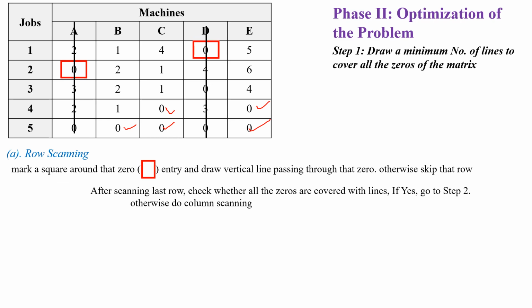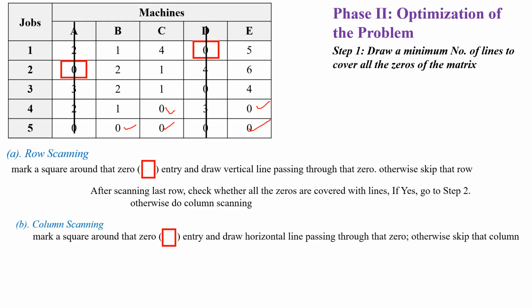After scanning the last row, check whether all the zeros are covered with the lines. If yes, go to step 2, otherwise do the column scanning. After the scanning of the fifth row, if zeros still exist in the matrix, then I have to go for the column scanning.